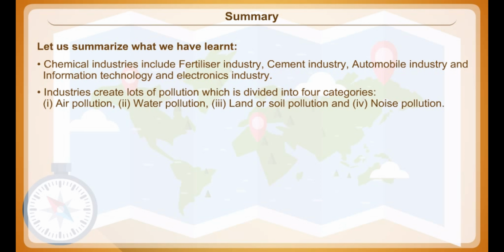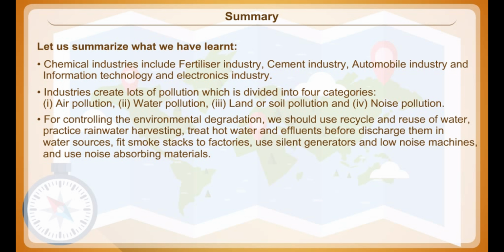Industries create lots of pollution, which is divided into 4 categories. 1. Air pollution. 2. Water pollution. 3. Land or soil pollution. And 4. Noise pollution. For controlling the environmental degradation, we should recycle and reuse water, practice rainwater harvesting, treat hot water and effluents before discharging them in water sources, fit smokestacks to factories, use silent generators and low-noise machines, and use noise-absorbing materials.